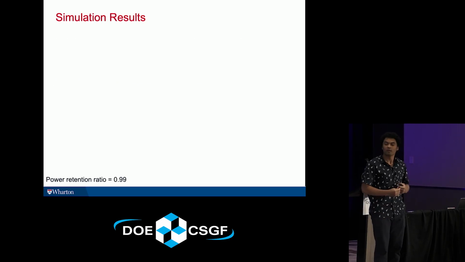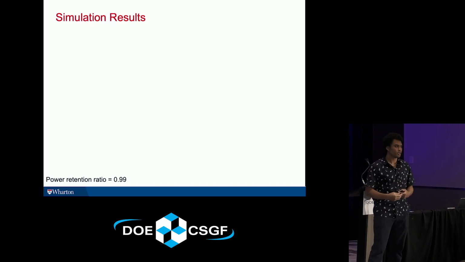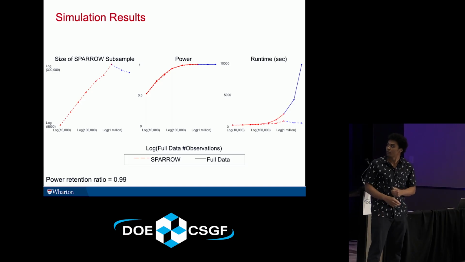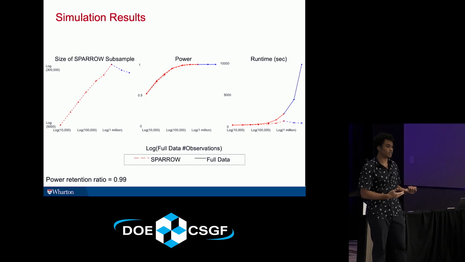And so finally, I just want to talk about some simulation results. What I did was simulate a data set called the full data set, and I'm going to let the number of data points in the full data set be between n equals 10,000 and 10 million. I'm then going to select a subsample of this data set with a power retention ratio of 0.99, and we're just going to look at some plots. So what we first notice is that the power here is basically the same on our subsample data set versus the full data set, as expected.